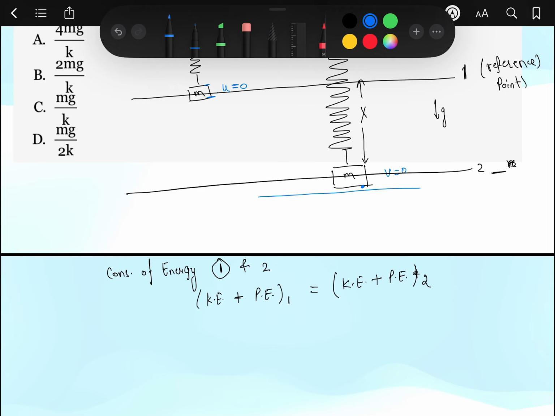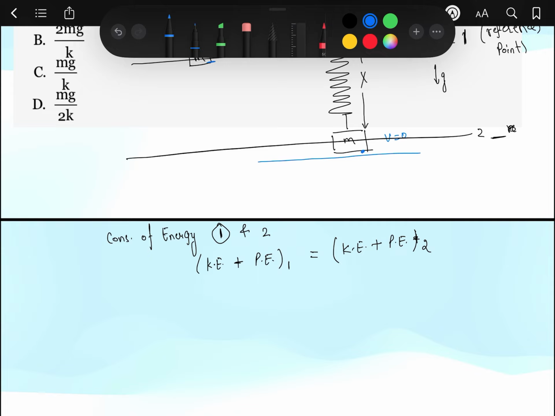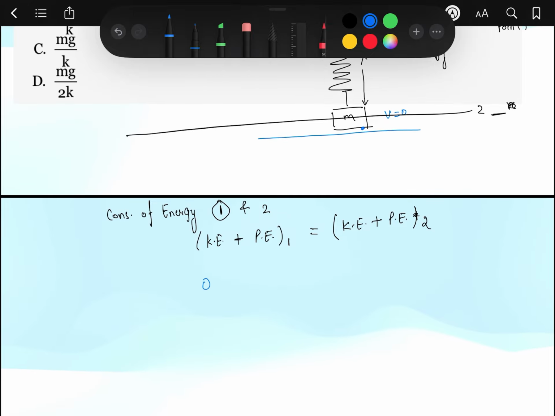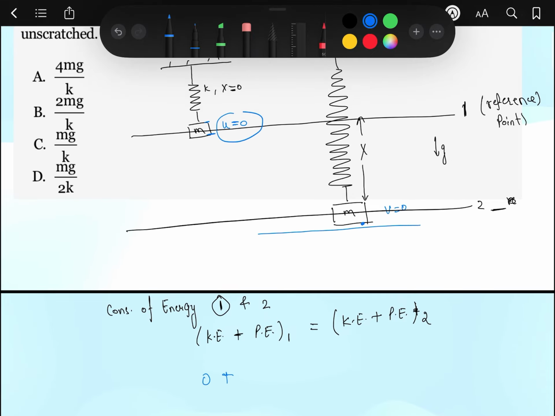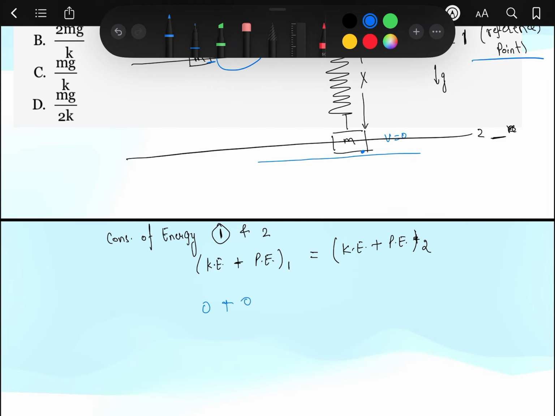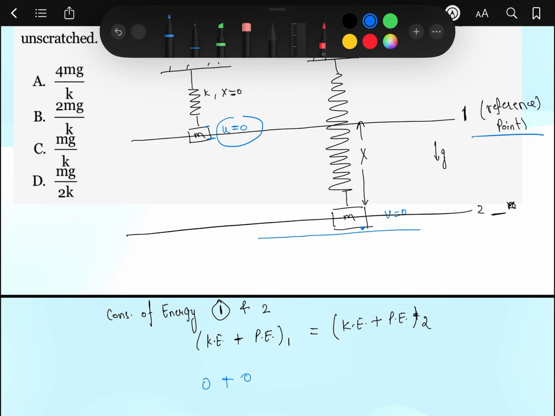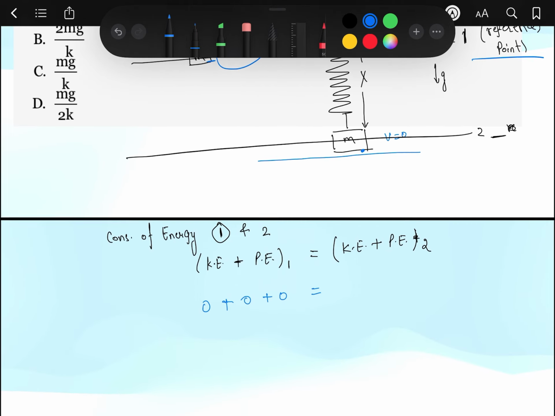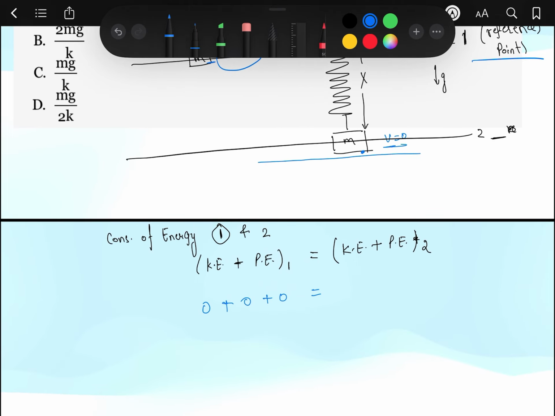Now I will substitute all the values here. At level 1, what is the kinetic energy? Since the velocity of the body is 0, the kinetic energy is 0. Since I am taking this as the reference level, the gravitational potential energy is also 0. And since there is no extension in the spring, the spring potential energy is also 0. What is the kinetic energy of the body at level 2? The final velocity is also 0, so the kinetic energy is also 0.